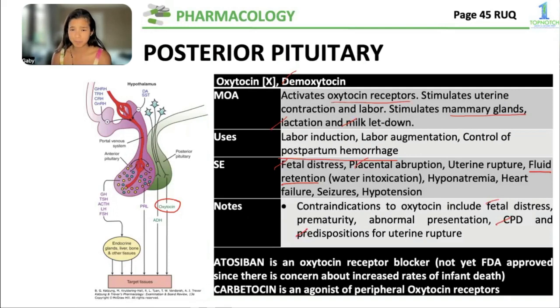So atosiban, okay, so if we have oxytocin agonists, we also have blockers. So atosiban is an oxytocin receptor blocker. However, it is not yet FDA approved since there is a concern about increased rates of infant death.